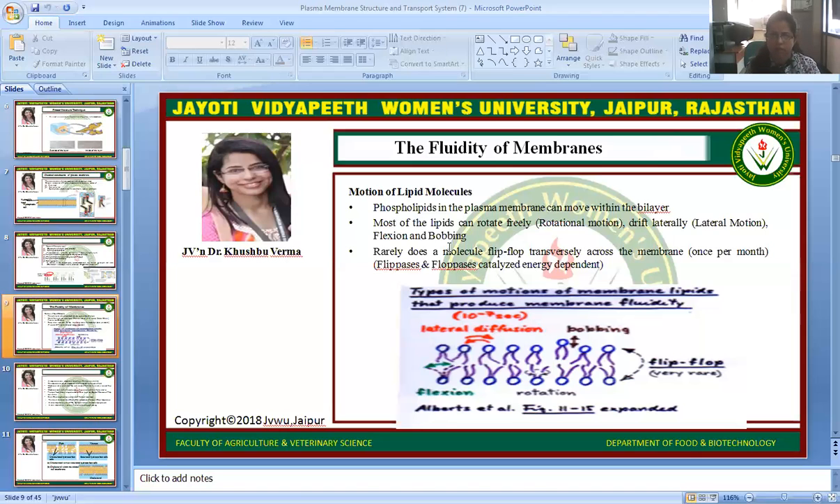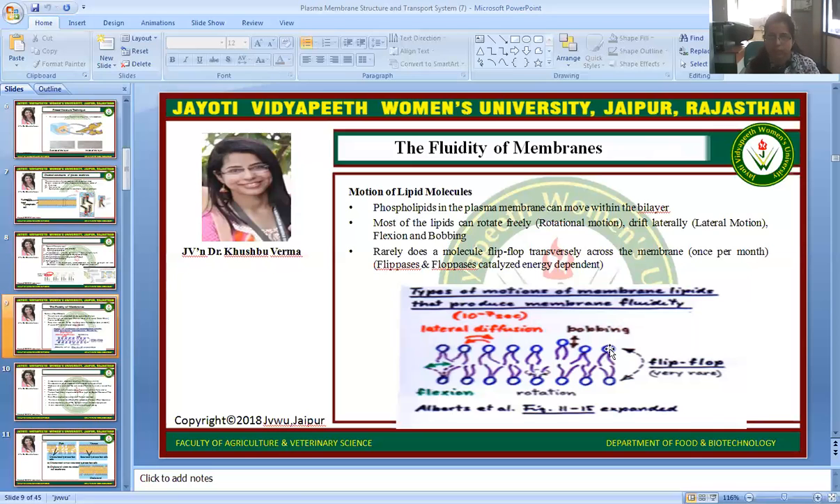If we talk about the flip-flop movement, it moves transversely across the membrane. It will occur once per month. And this flip-flop movement is dependent on flippase and floppase, catalyzed by energy. It means they can't perform this flip-flop movement without energy consumption. It needs energy. Most of the lipids can rotate freely, like rotation movement, drifting laterally, flexion, bobbing.